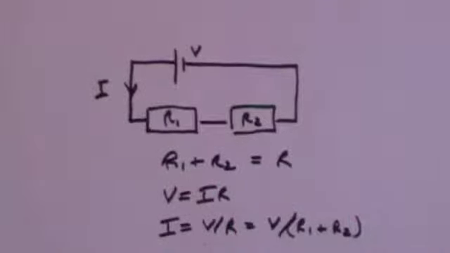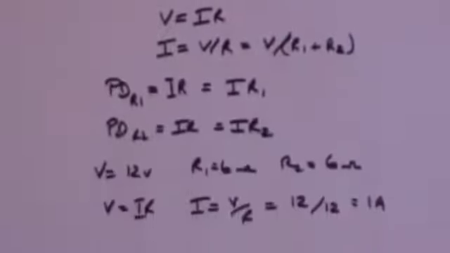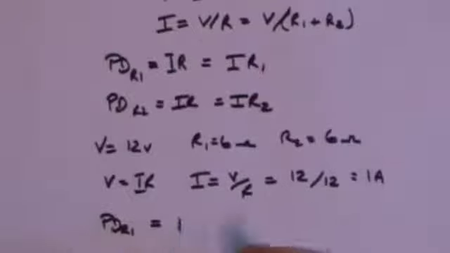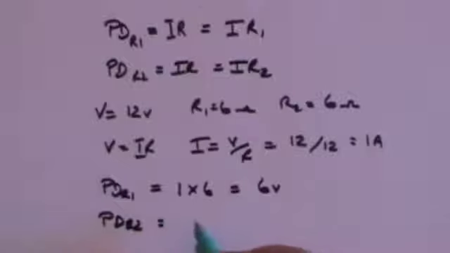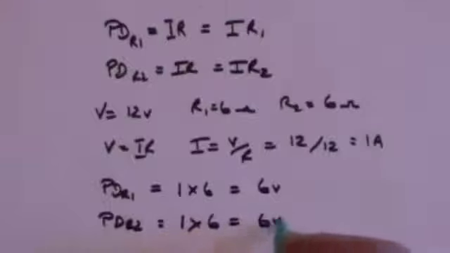And what we want to know is what is the potential drop across R1? And what we've said is that that is going to be equal to IR1. Well, in this case, the potential drop across R1 is going to be I, which is 1, because we just calculated that as 1 amp, times the value of R1, which is 6 ohms. So it's 1 times 6 is 6 volts. And the potential drop across R2 is equal to IR2, which is 1 times the value of R2, which is 6 ohms. So that's another 6 volts. And the two lots of 6 volts add up to the 12 volts of the battery.